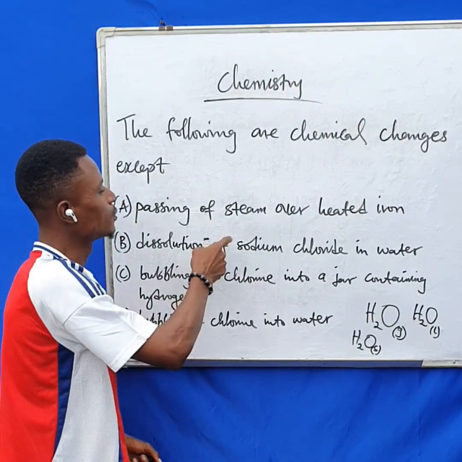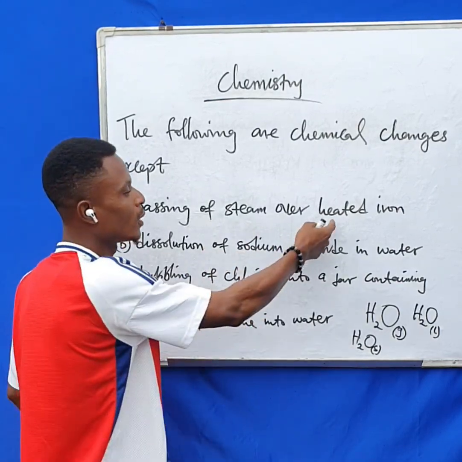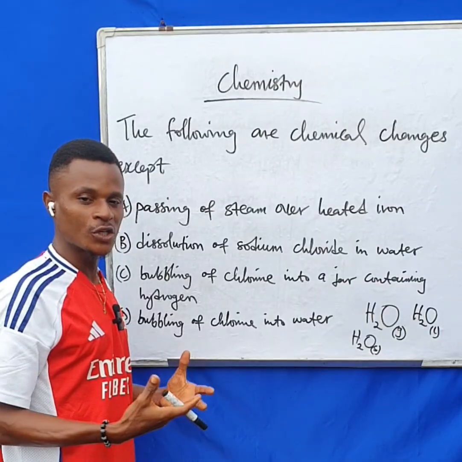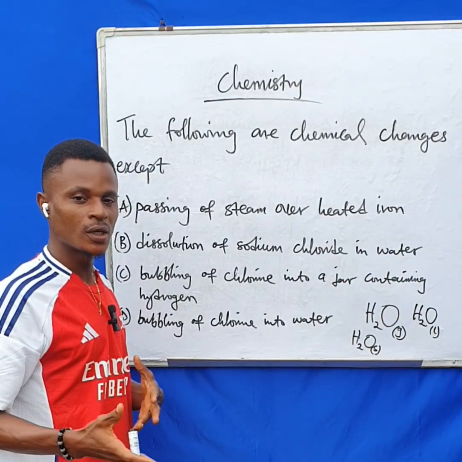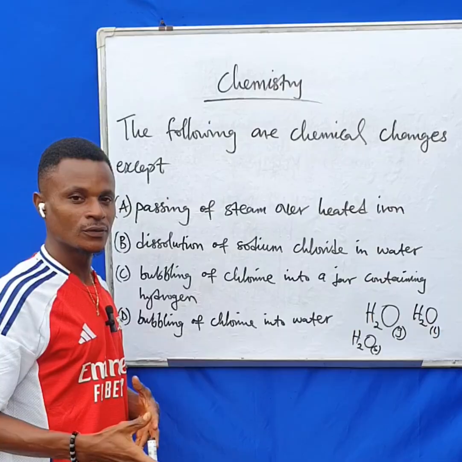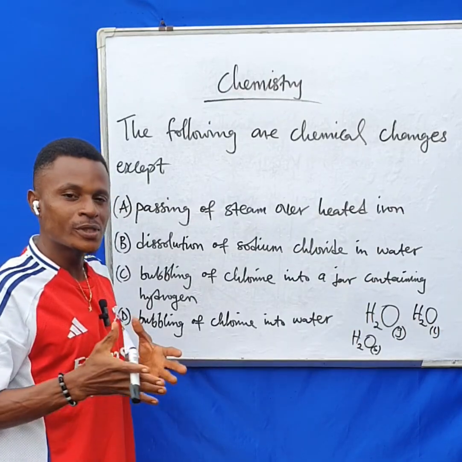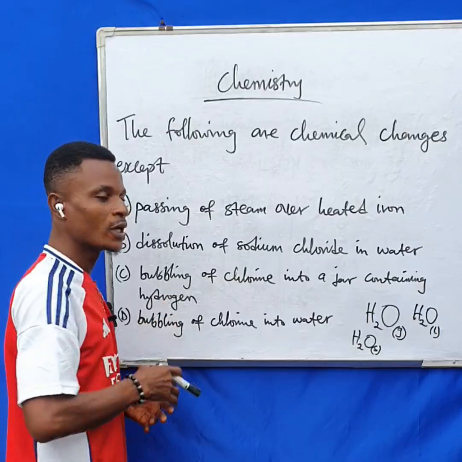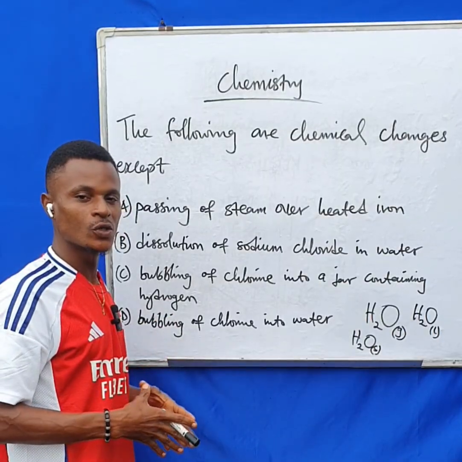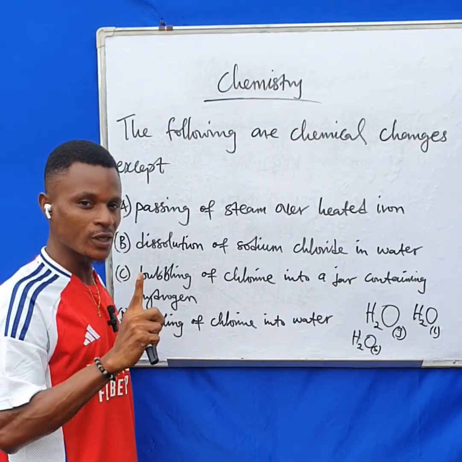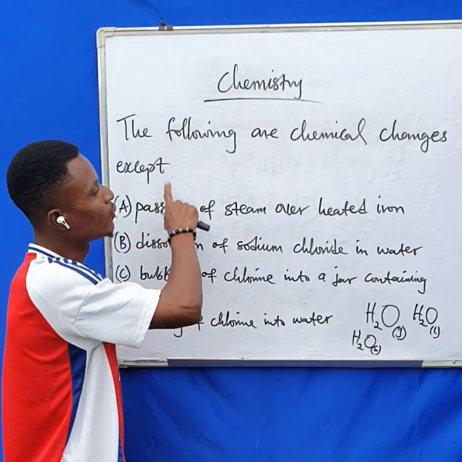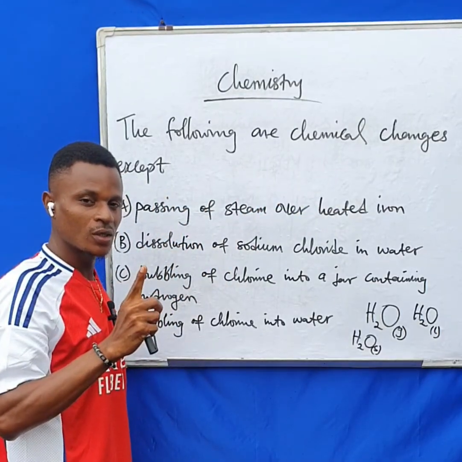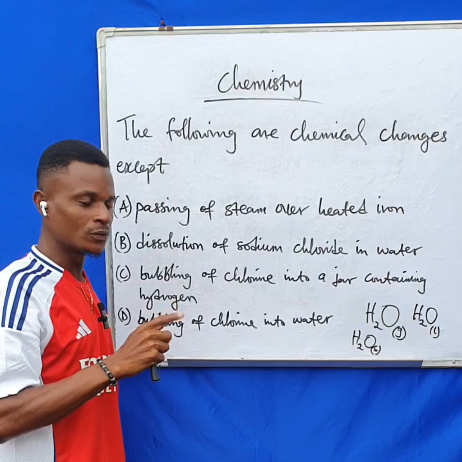Now, if you pass steam, which is the hot water, over heated iron, this is what will happen. There will be a reaction which will produce oxides of iron. So there is a new substance being formed, which is oxides of iron. Therefore, this one is a chemical change. There is a chemical reaction there. So it's a chemical change and not a physical change. We are told that all of them are chemical changes except one, which is a physical change. It is that one that we are looking for.